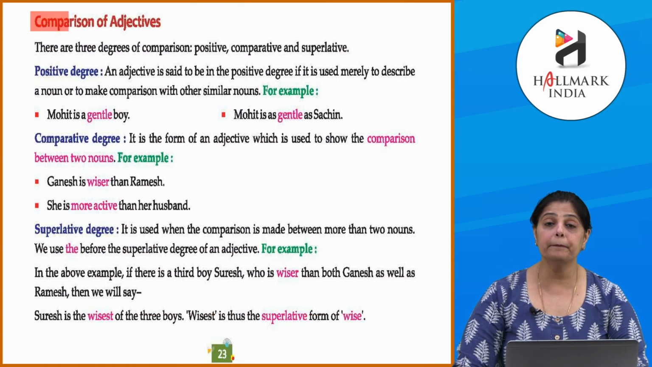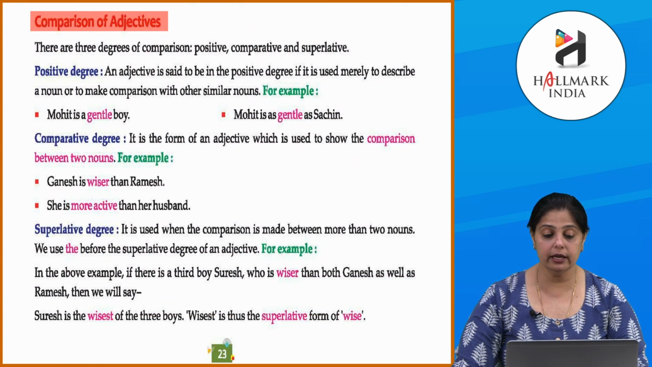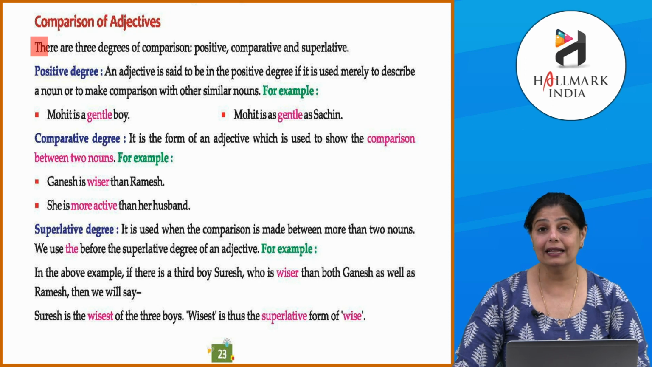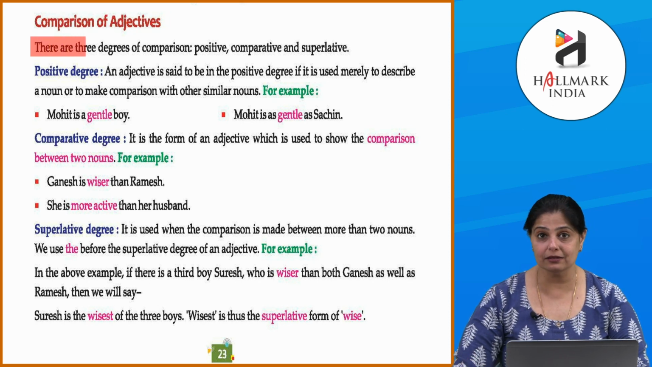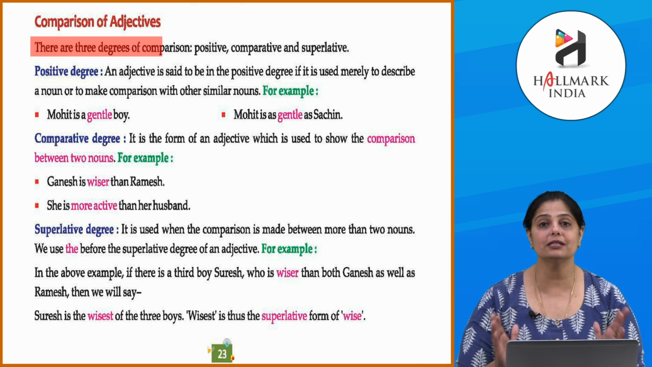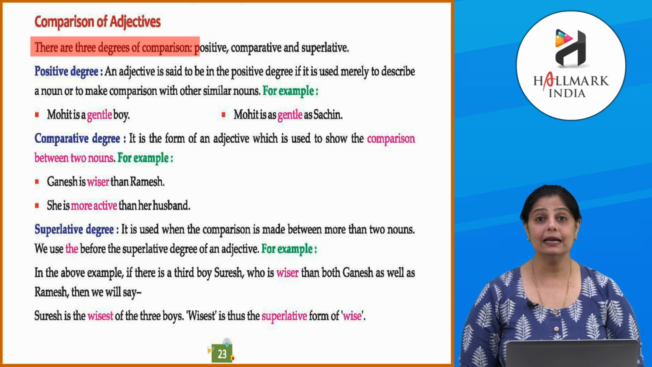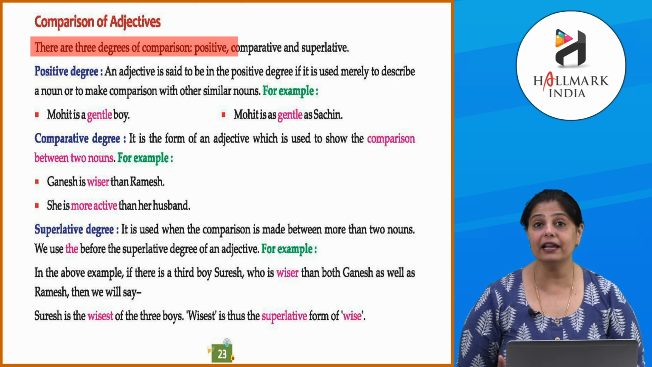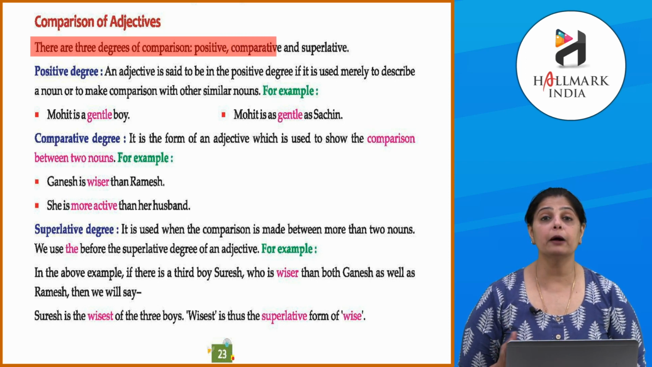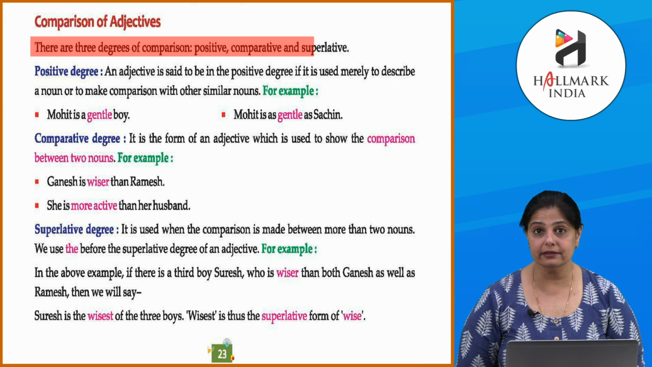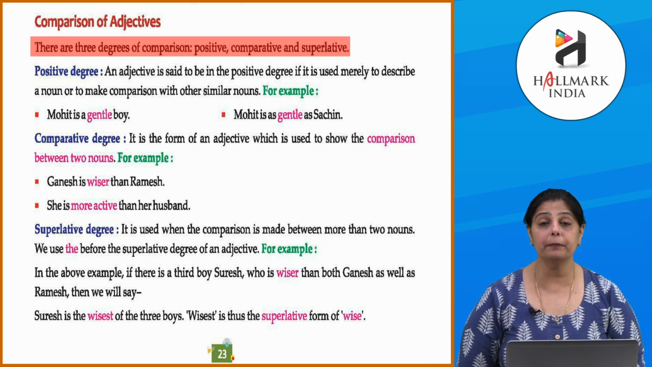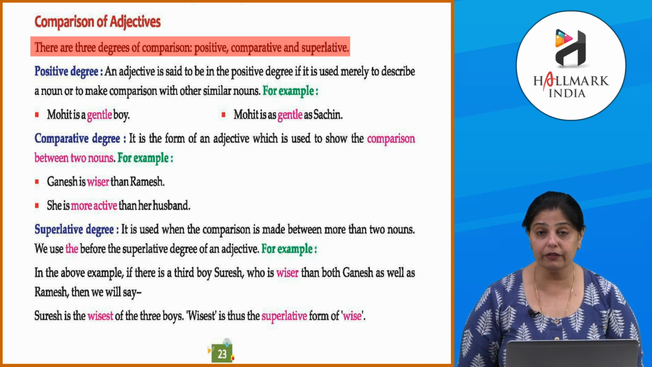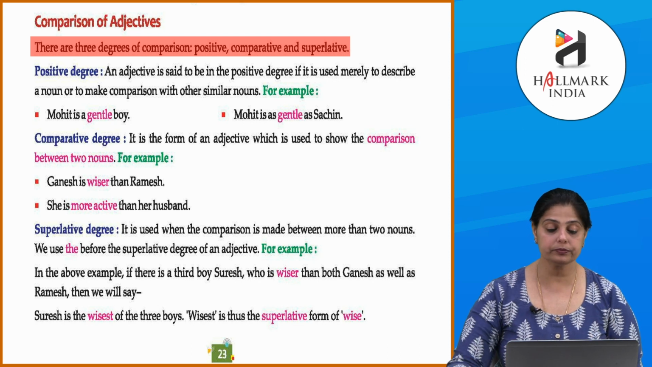Now, let's compare the adjectives. As we all know, there are 3 degrees of comparison. First is positive, it is just as it is. Second is comparative. Comparative में मतलब क्या होता है? When we are comparing two things. And superlative means we are comparing more than 2.